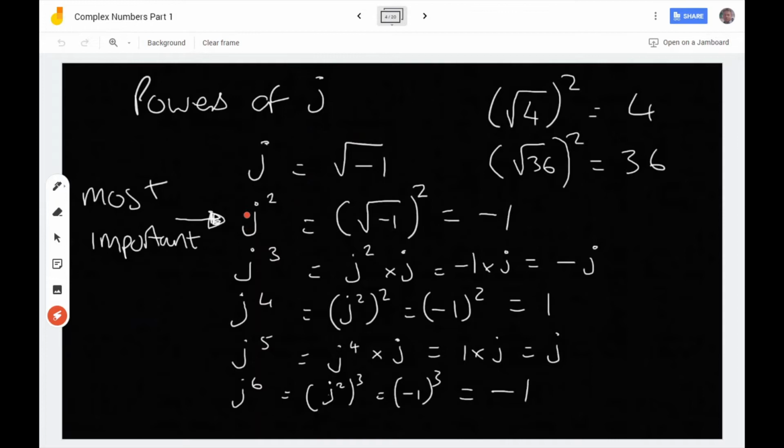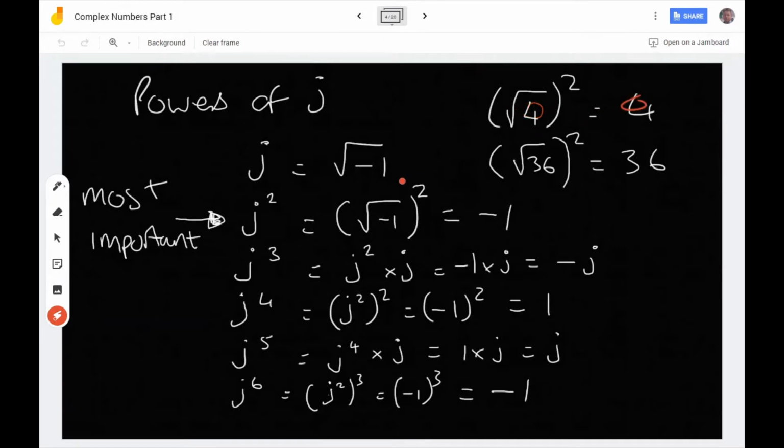And so if we do j squared, and this is the most important one that we need to know, we then say that j squared is the same as the square root of minus 1 squared, and the square root of minus 1 squared is minus 1. So if you're not sure about that, have a look up here. Here's the square root of 4, and the square root of 4 is 2, and 2 squared is 4. And if we do the same thing here, the square root of 36 is 6, and 6 squared is 36. So the square of a square root is the number that's inside here.